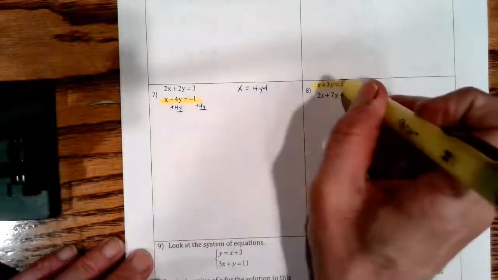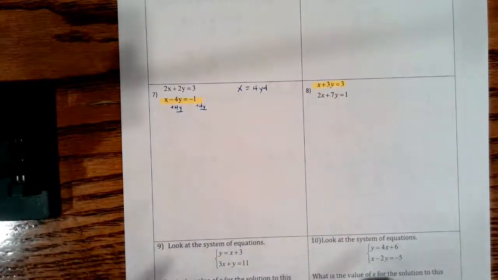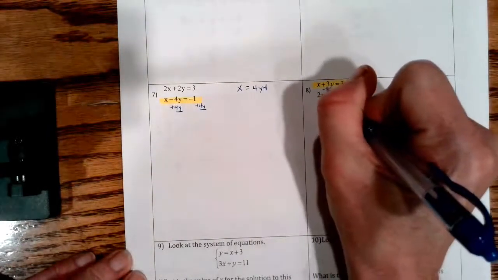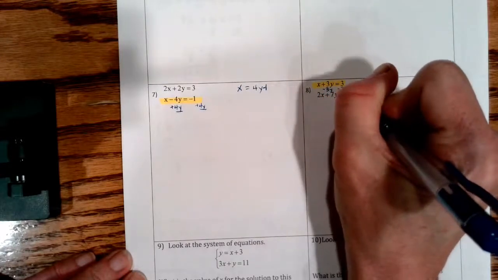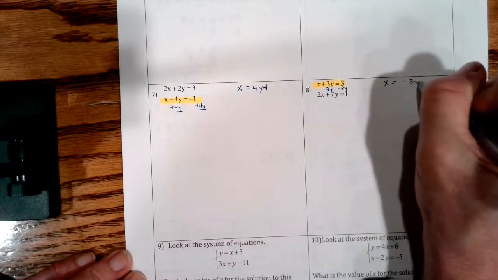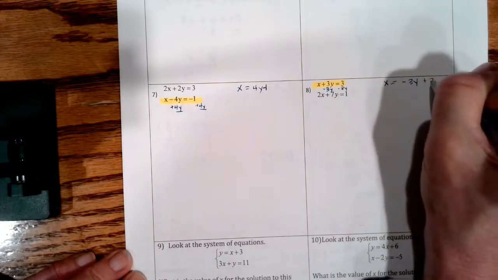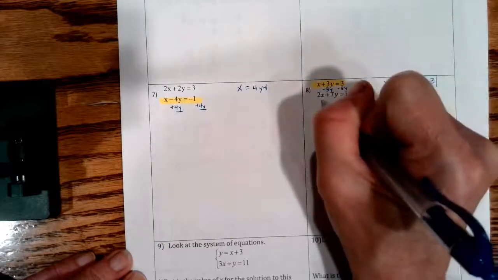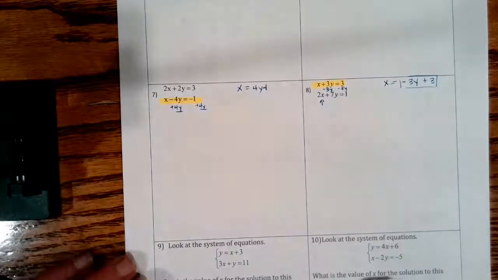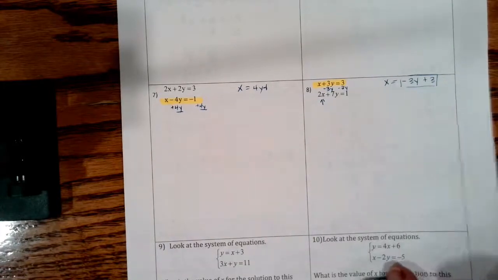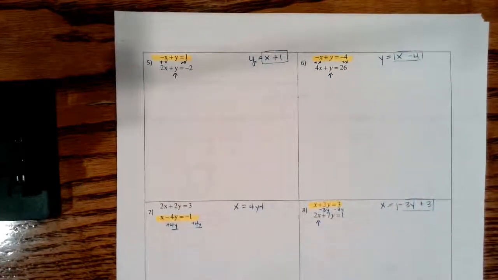Here, this is the equation that has the simpler variable. By subtracting 3y from each side, x is equal to negative 3y plus 3. This is what I'm going to substitute in for that x. Okay, pause the video, see if you can work these out, and come back and check your answers.